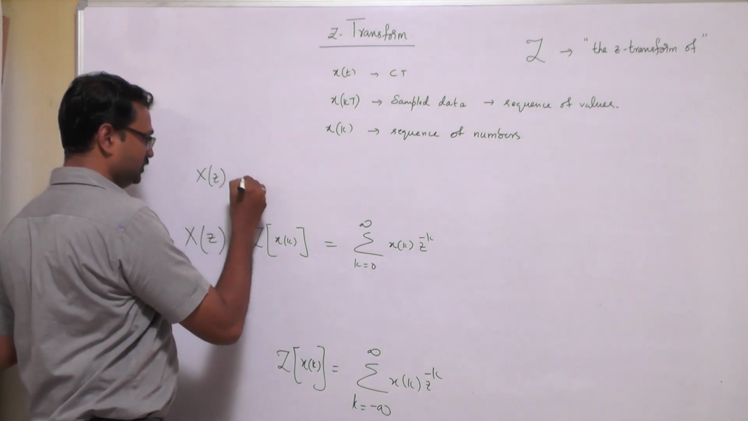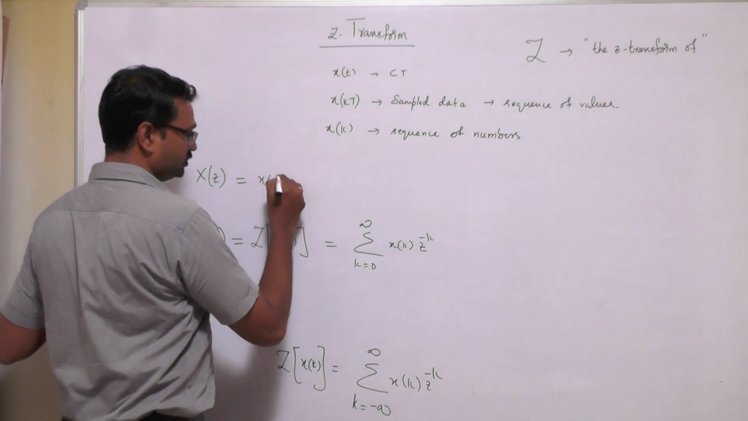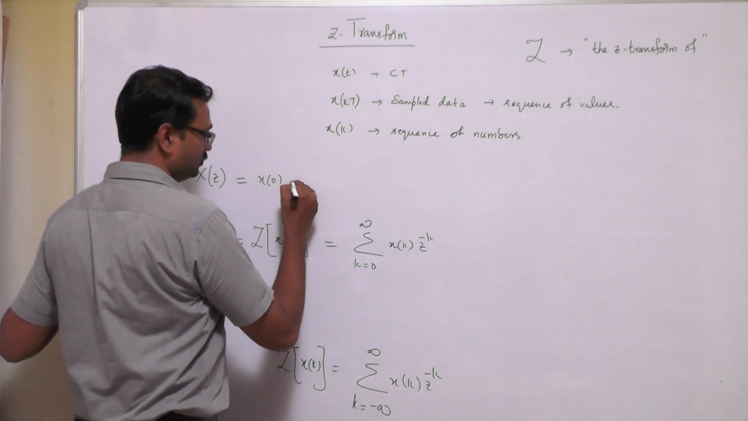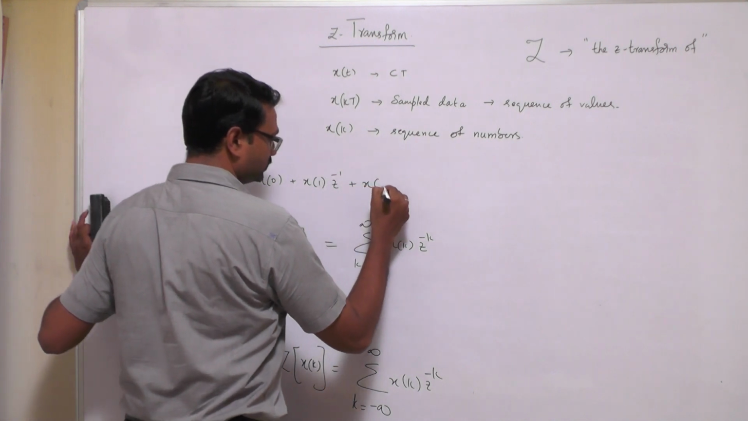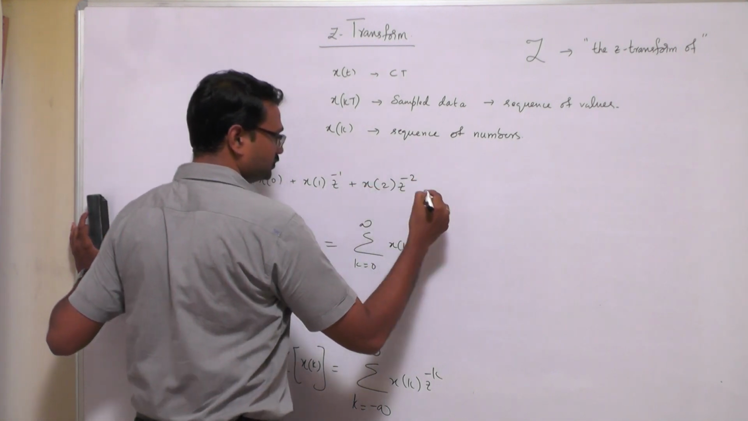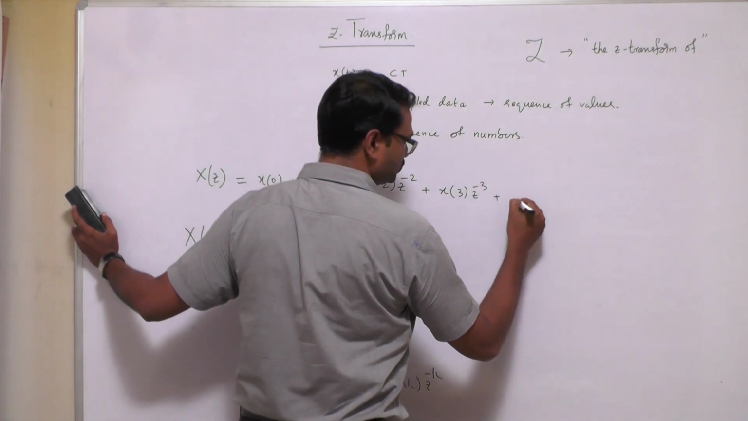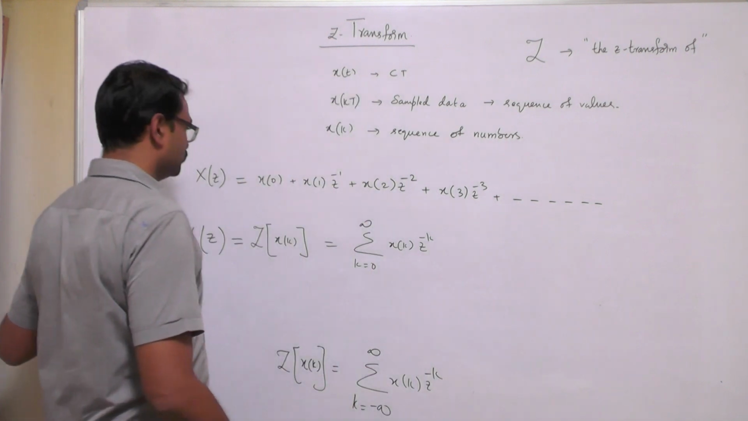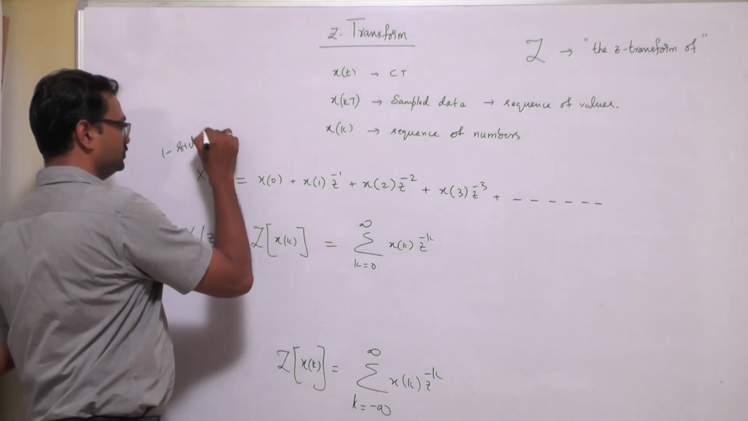X of Z is equal to, when I substitute k equal to 0, I get x of 0 z power minus 0 plus x of 1 z power minus 1 plus x of 2 z power minus 2 plus x of 3 z power minus 3 plus so on up to infinity. Now this is our one-sided Z transform.